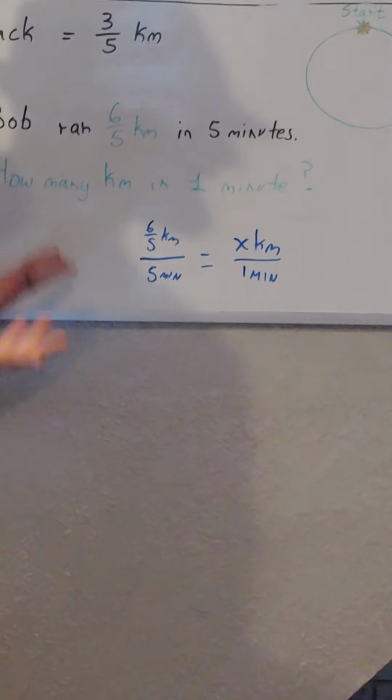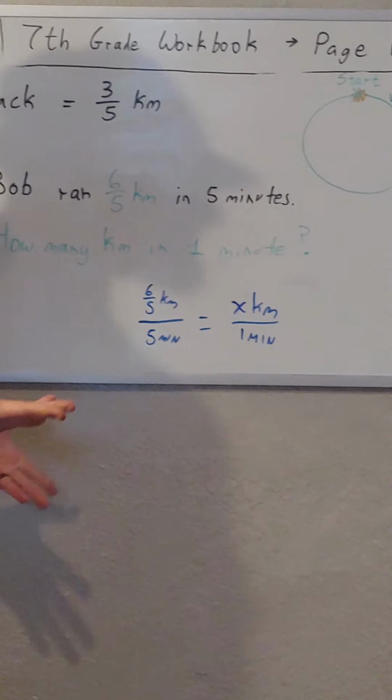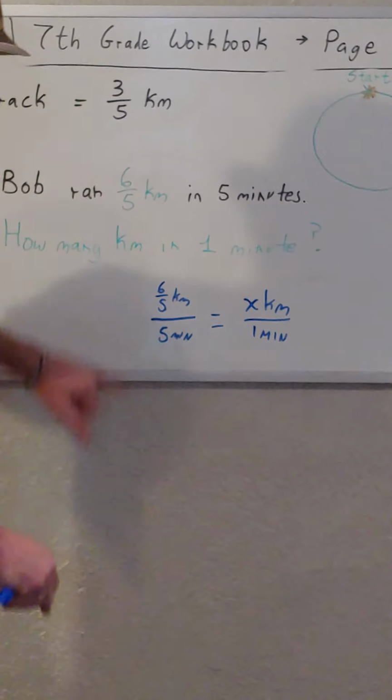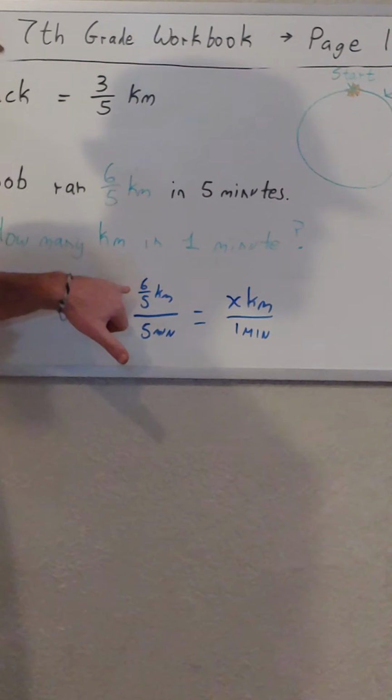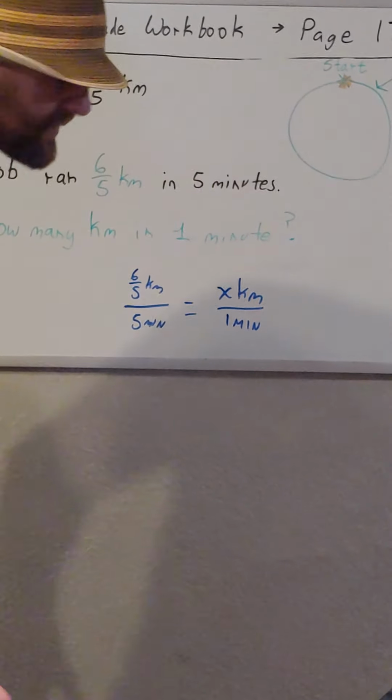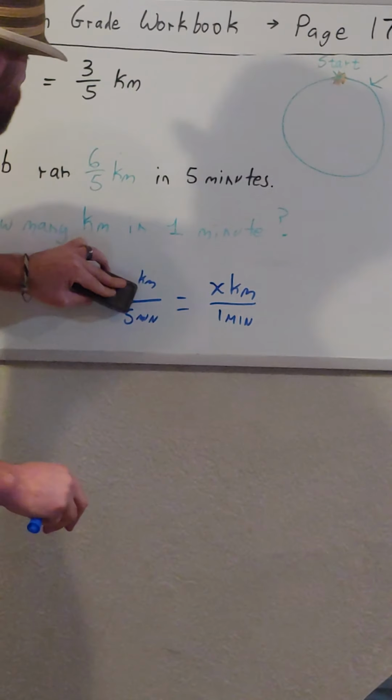And just for the sake of making this easy, you guys have calculators. I don't mind if you use calculators. You could just do 6 divided by 5 if you want. That's going to give you 1.2.